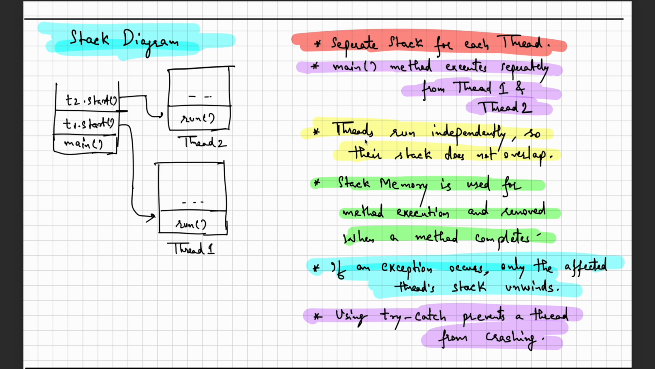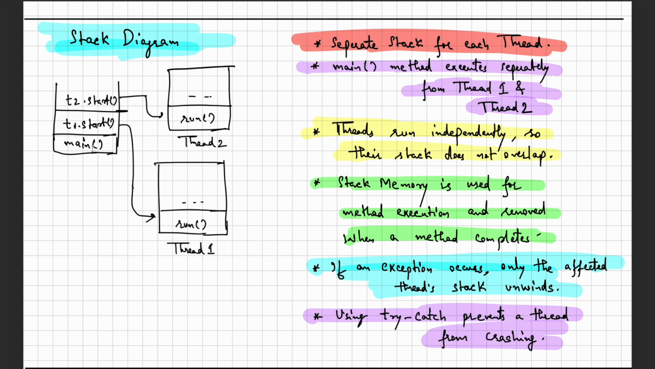Now let's assume this is the main method. You do t1.start, thread 1 start, and then you do thread 2 start. What would happen? Let's see with respect to the operating system, because with this only you will get to know what would happen if, let's assume, one of the threads throws an exception. What would happen to the main thread? With this visualization you will get a clear understanding.